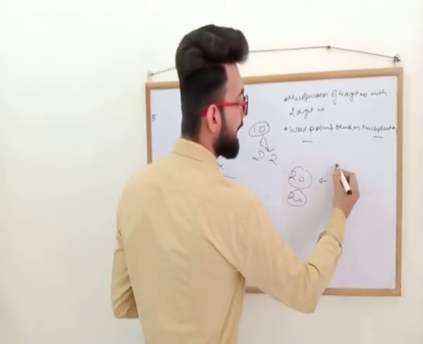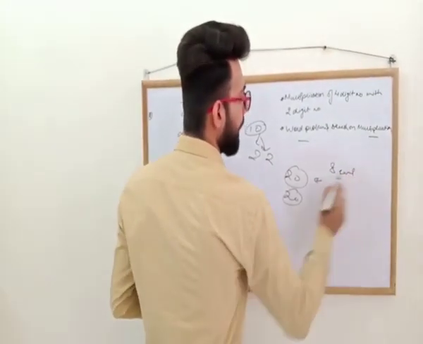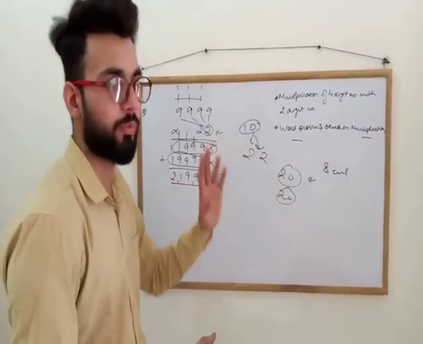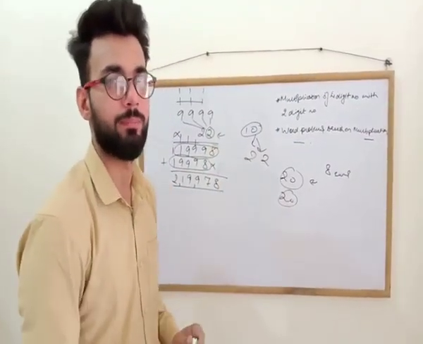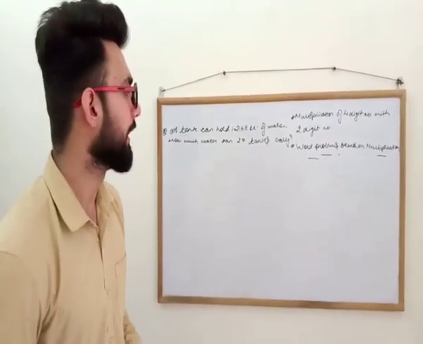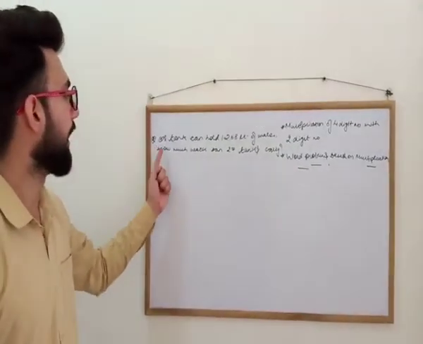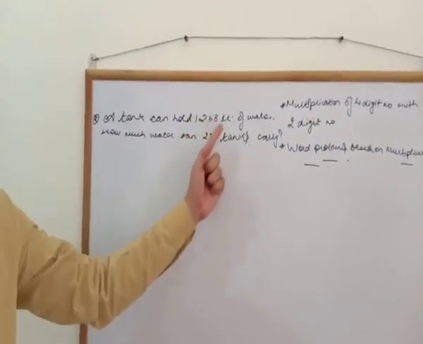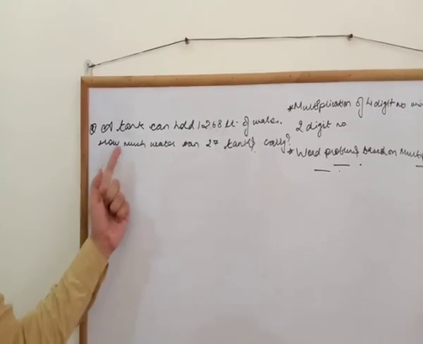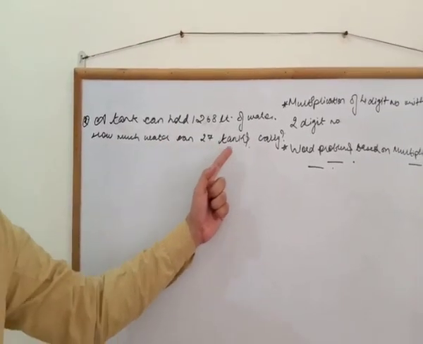You need to solve 8 sums based on multiplication of a 4-digit number by a 2-digit number. Okay. So we move on to the second topic of the day, that is word problems based on multiplication. So we have one question over here. A tank can hold 1268 liters of water, so how much water can 27 such tanks carry?